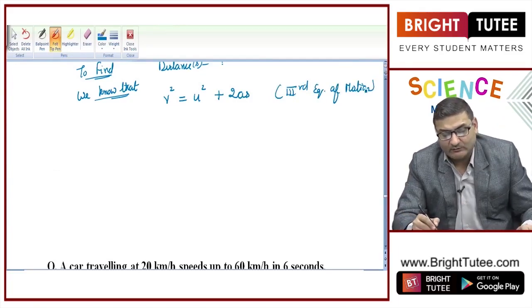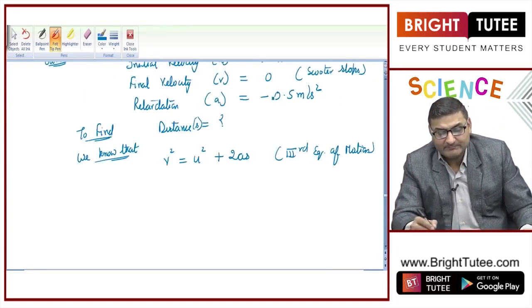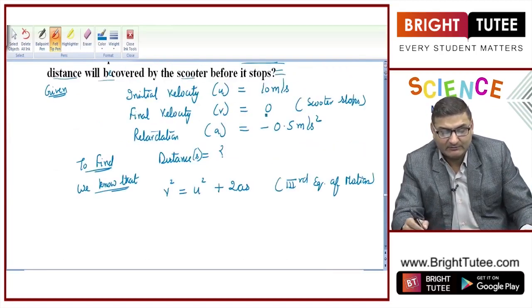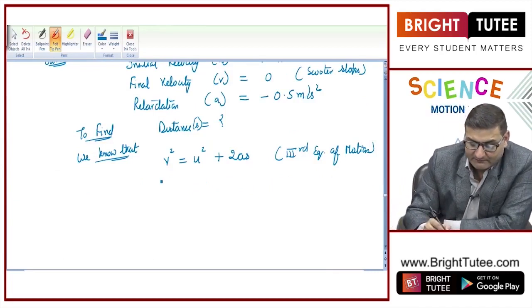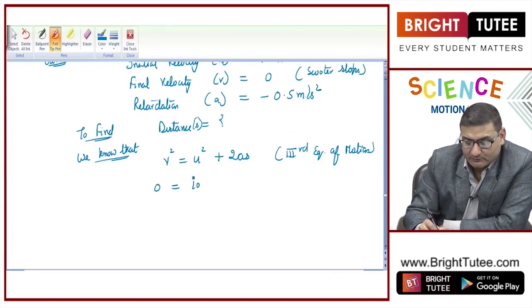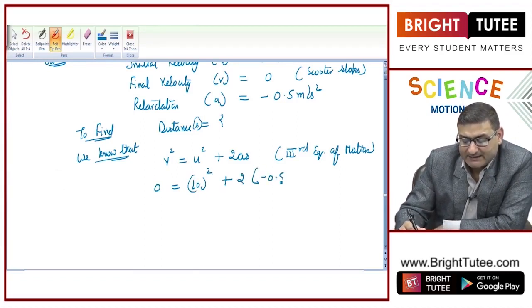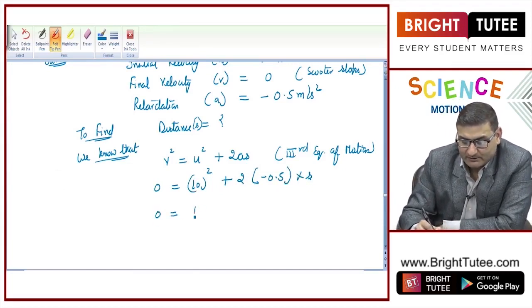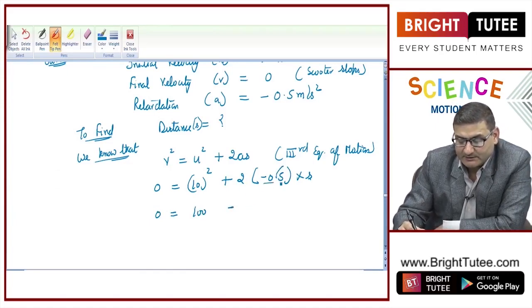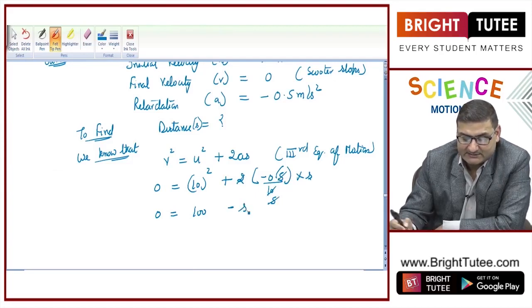Putting the values, I know all the values are given to me in the question. The value of final velocity is 0, initial was 10, acceleration is minus 0.5. So, putting the values, final velocity is 0, initial velocity was 10 whole square plus 2 into acceleration, minus 0.5, multiplied by s. So, this comes out to be 0 is equal to 100 plus and minus is minus, removing the decimal, 2 into 1 by 2, 5 and 5 are cancelled out. I am just left with minus s.